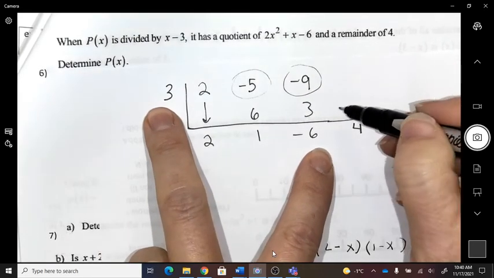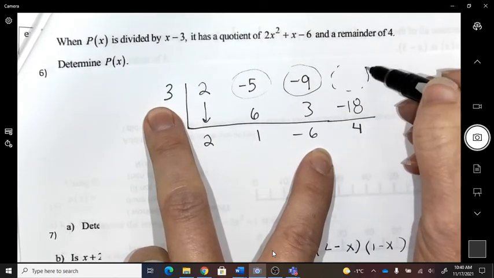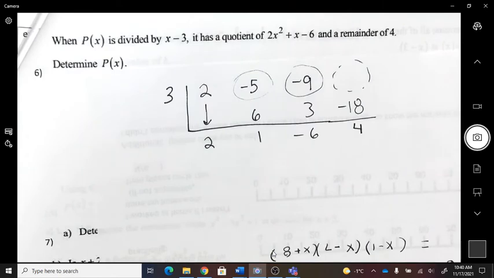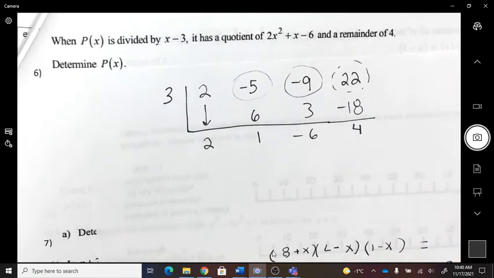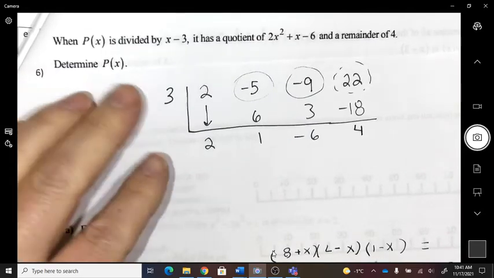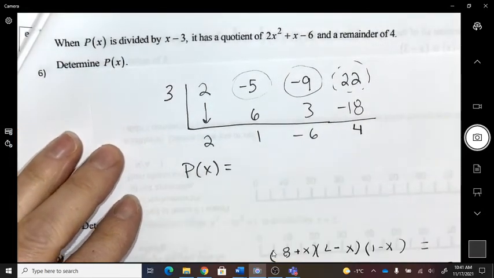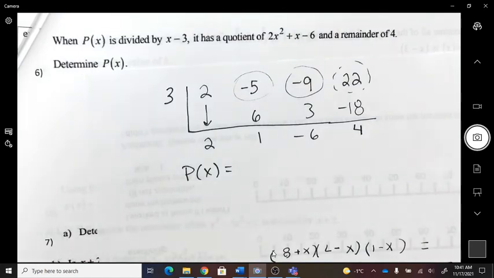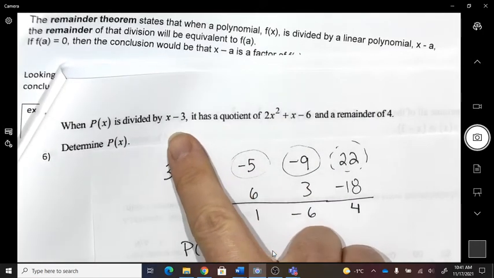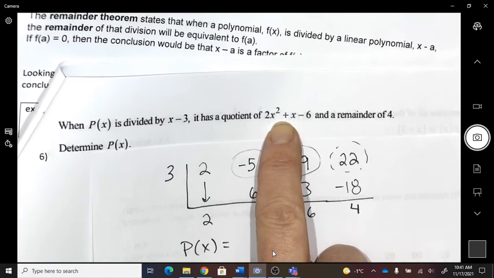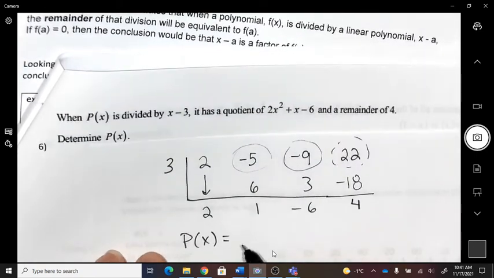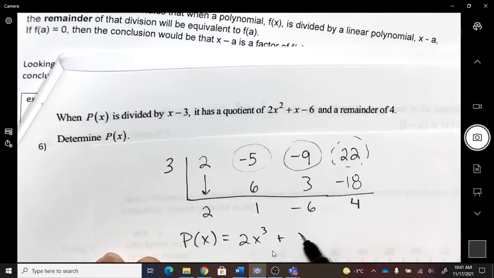So this times this would have been a negative 18. So what would I have needed in that position? 22? Okay, so determine the original function. So p of x equals, so what was the original? The original got divided by an x, and the result was an x squared, so therefore the original was a cubic, right? So 2x cubed plus x squared minus 6.